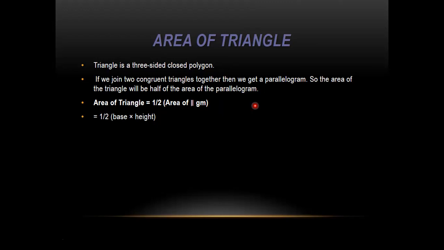Just now we said if we join two triangles, you will get a parallelogram. So area of triangle equals 1 by 2 into area of the parallelogram. That means you get half into base into height. So the area of triangle formula is half into B into H.